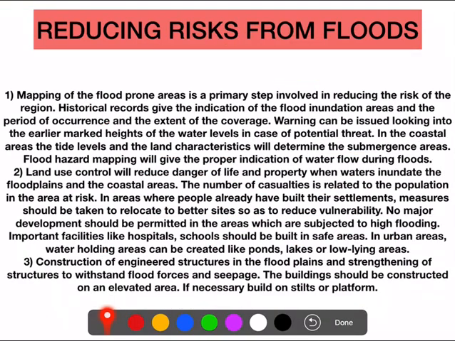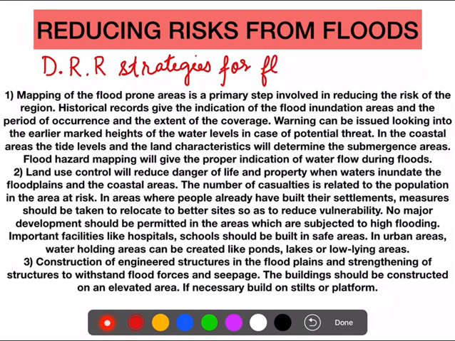So you can also call this disaster risk reduction strategies for floods. I am writing it short.